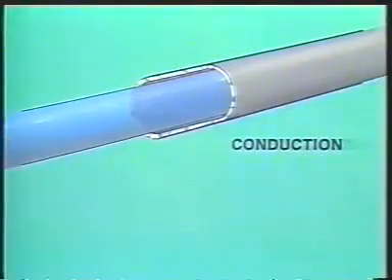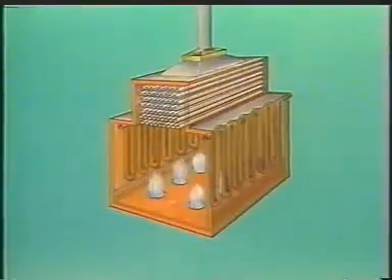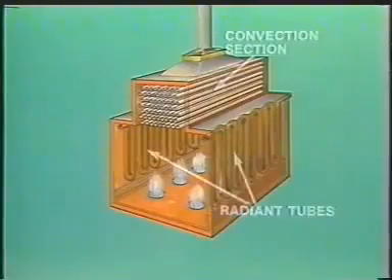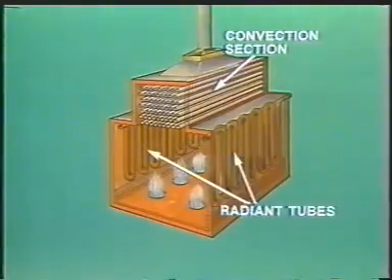The third method of heat transfer is conduction. Conduction is the way that heat is transferred through solids such as metal or glass. This is how heat is transferred through the metal tubes in the furnace to the process flow inside. When heat reaches the process flow inside the tube, a convection current is set up that transfers the heat throughout the liquid in the tube. So, there are three different ways that heat is transferred in any furnace: radiation, convection, and conduction.